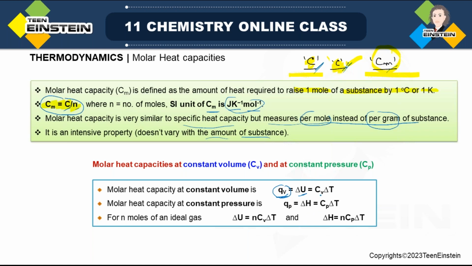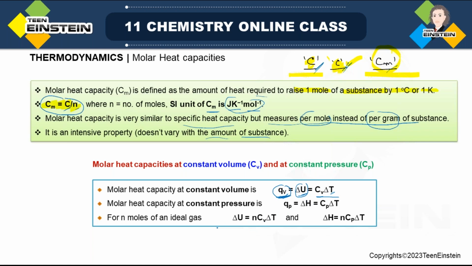Now, from the definition, it is the amount of heat required to raise 1 mole of a substance by 1 degree centigrade or 1 Kelvin. So you can consider that QV is equal to Cv into del T, and QV is also equal to del U. So if you know the value of Cv and also del T, you can calculate del U.